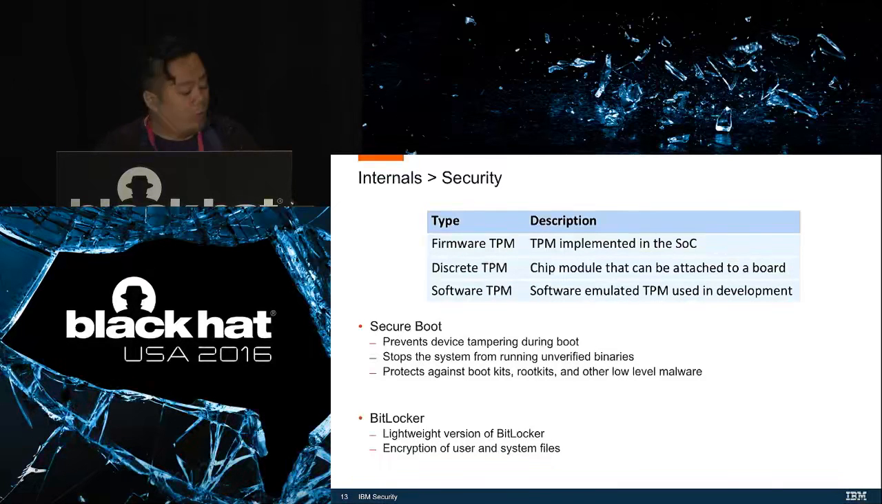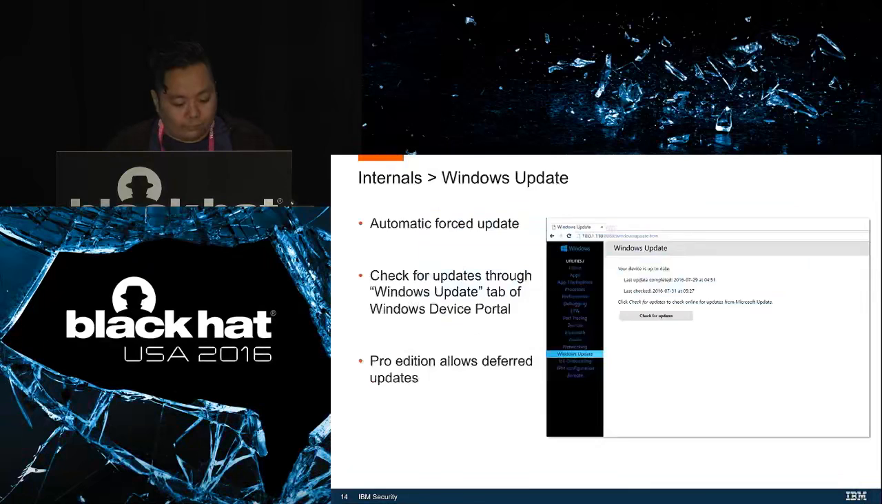So there are two security features, like I mentioned earlier, that are available for your device if you have TPM installed. One is Secure Boot, which is a feature that prevents a device from being tampered with during boot time, and it stops the system from running binaries that are not digitally signed. It's also designed to protect the system from rootkits, bootkits, and other low-level malware. Another feature is BitLocker, which allows encryption or automatic encryption of the user and system files on the OS drive.